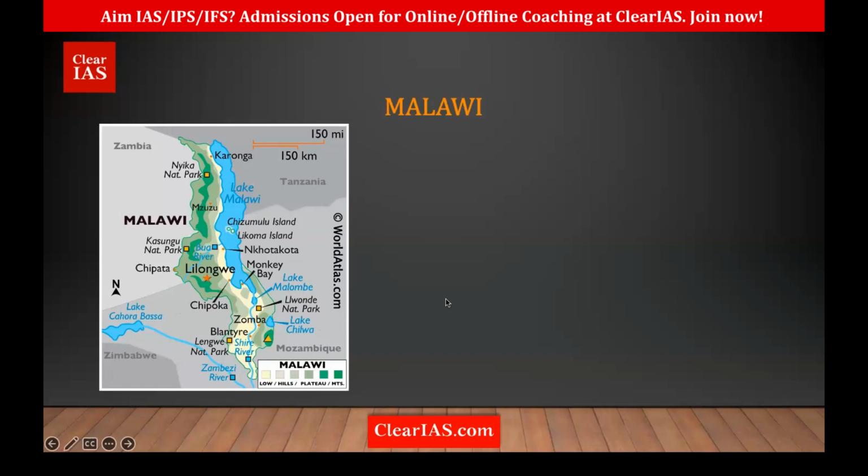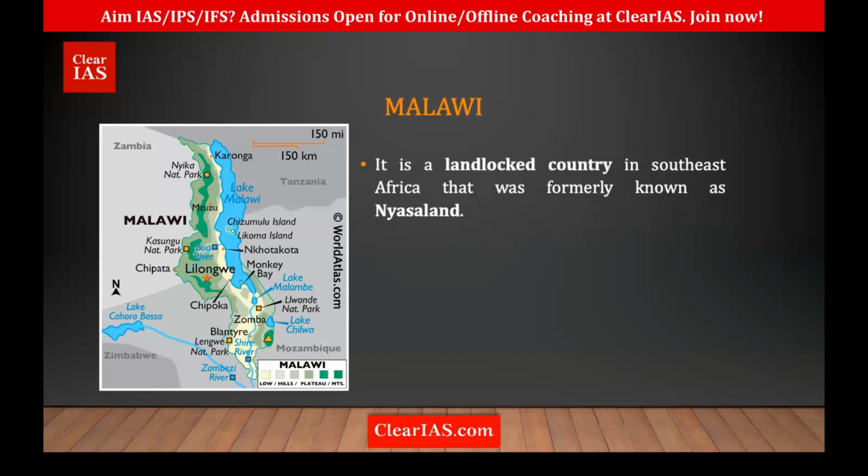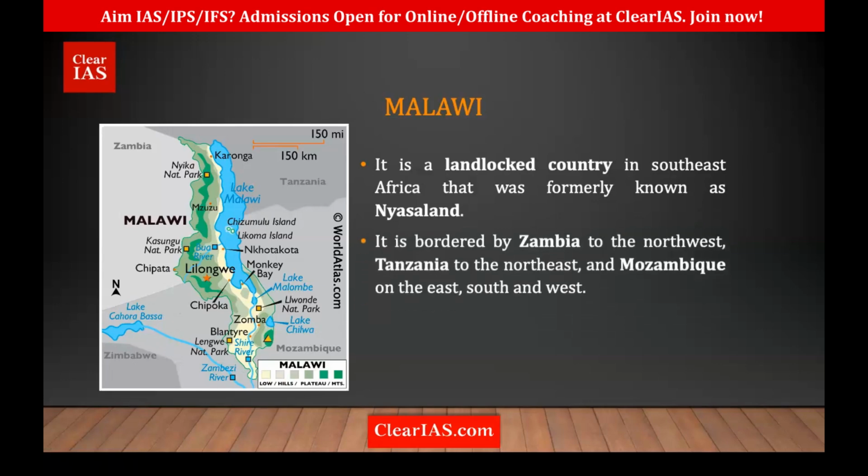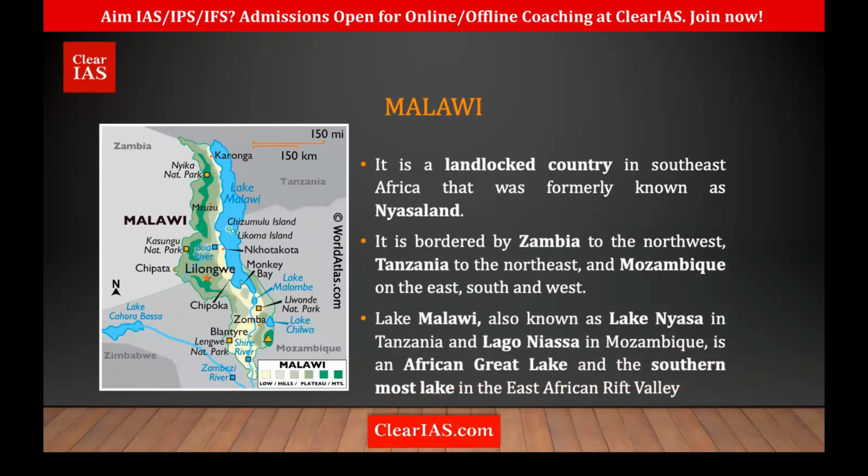It is a landlocked country, and it is also called Nyasaland because Lake Malawi is also called Nyasa. It is bordered by Zambia, Tanzania, and Mozambique to the west, east, and south. The lake is called Lake Nyasa in Tanzania and Lago Nyasa in Mozambique, and it is the southernmost lake of the Great African Rift Valley. So just remember this.